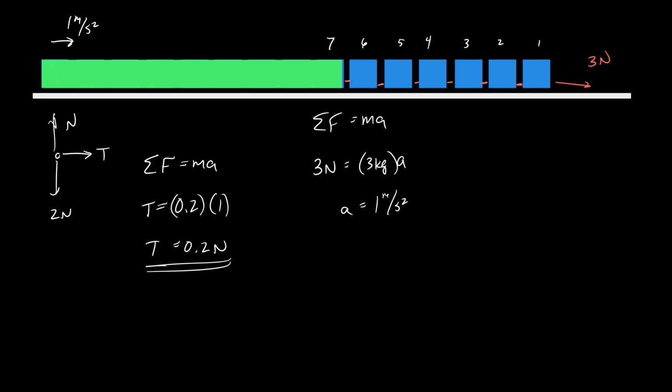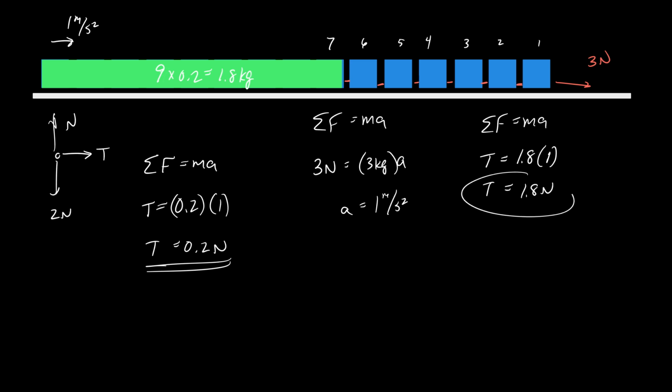If I find the tension on the lead side of the car, that coupling right here has to pull 9 cars behind it. So 9 times 0.2 equals 1.8 kilograms. So again, net force equals MA, tension equals 1.8 times A, or 1.8 newtons. So that must be the tension on the lead side of the 7th car.